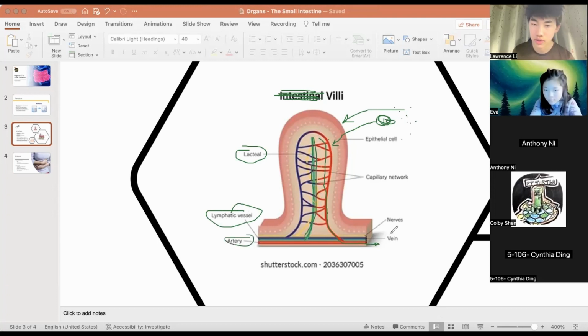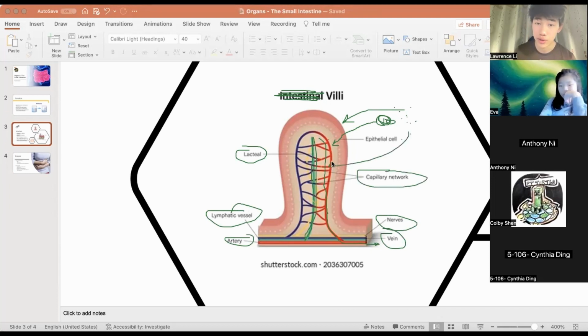Arteries and veins, they run to and from the heart. You have nerves. Everyone knows what nerves are. They help give you feeling. You also have the capillary network. This is where all of these nutrients diffuse into. They diffuse into the capillary network, into the capillary bed. And after they get into the capillary network, they move off into the veins and the arteries of the body. An epithelial cell I talked about earlier, they cover the villi.